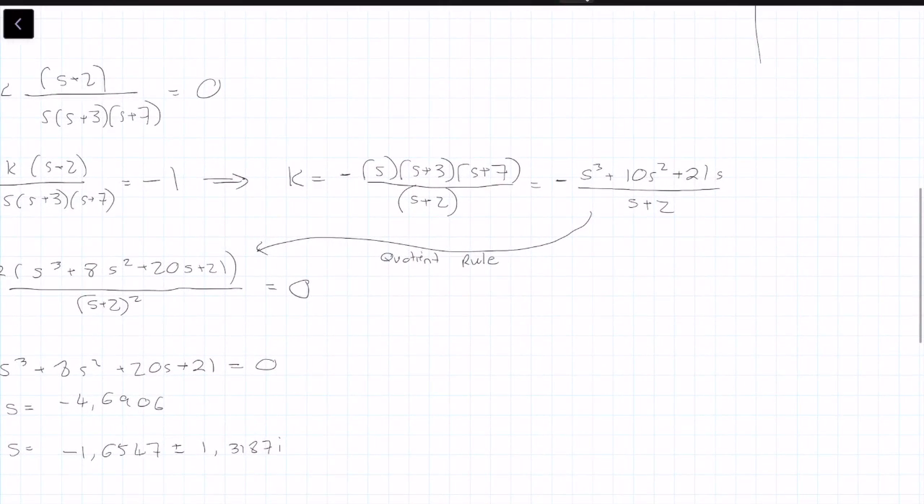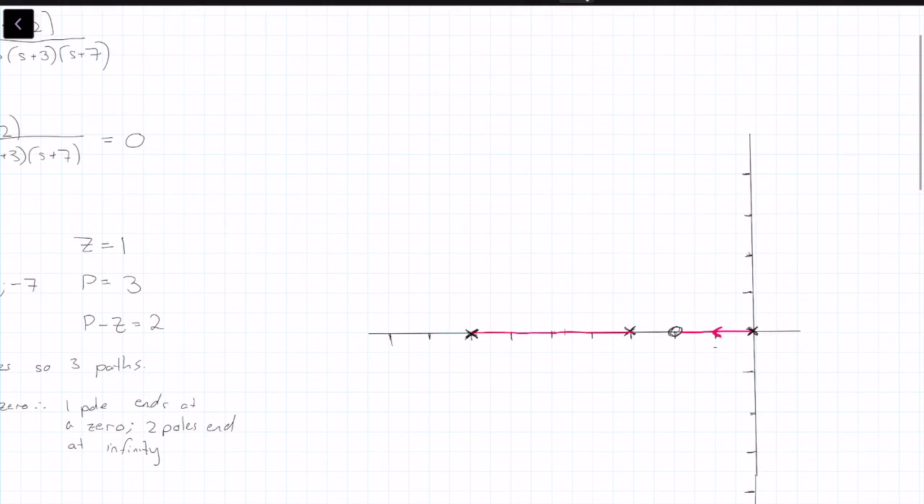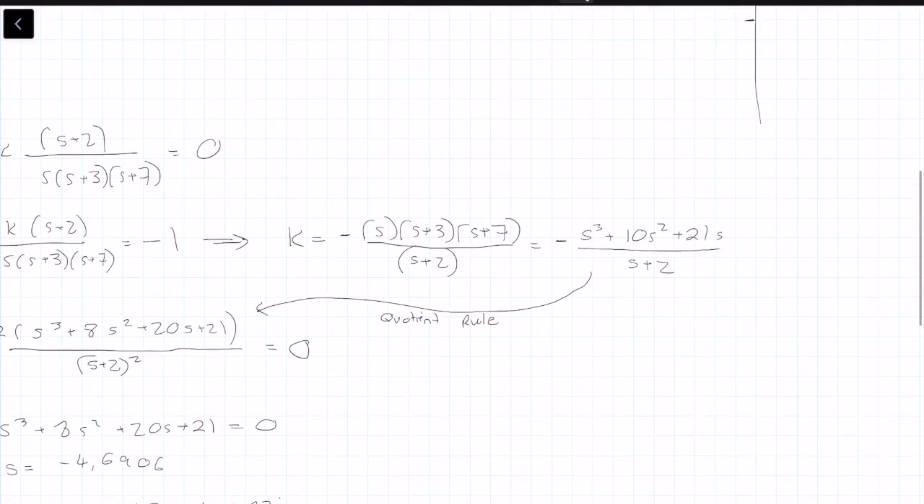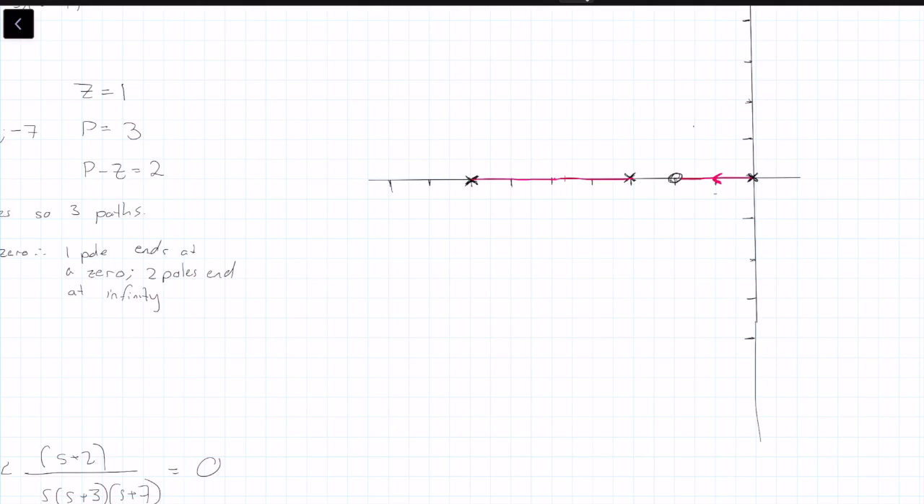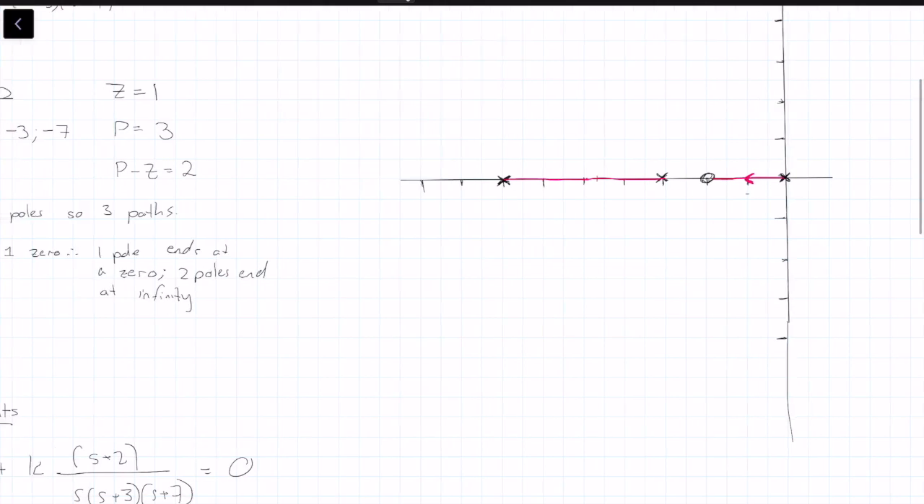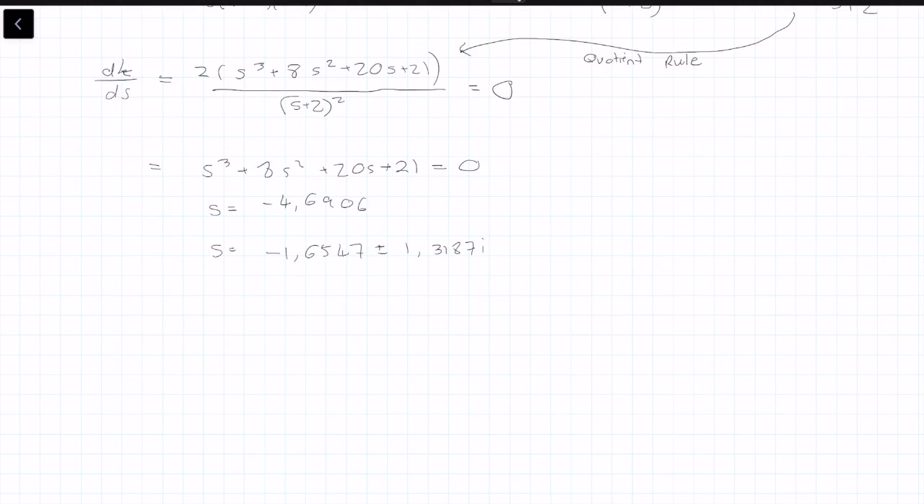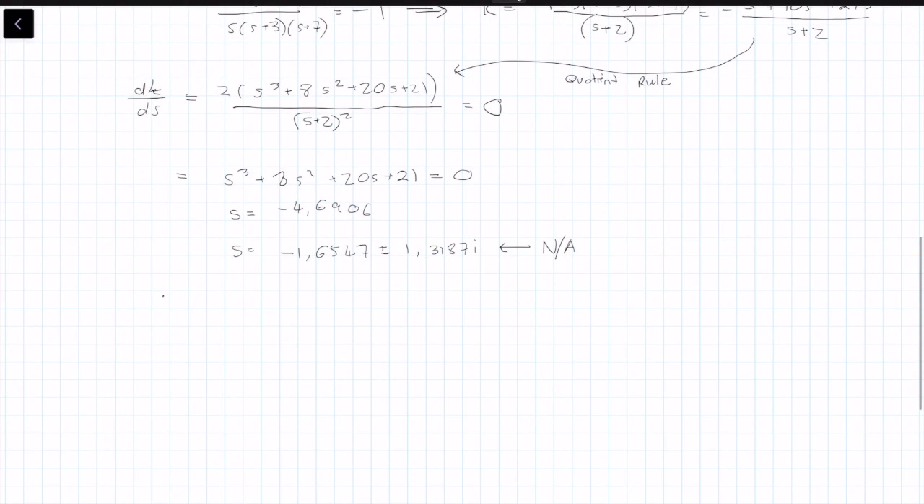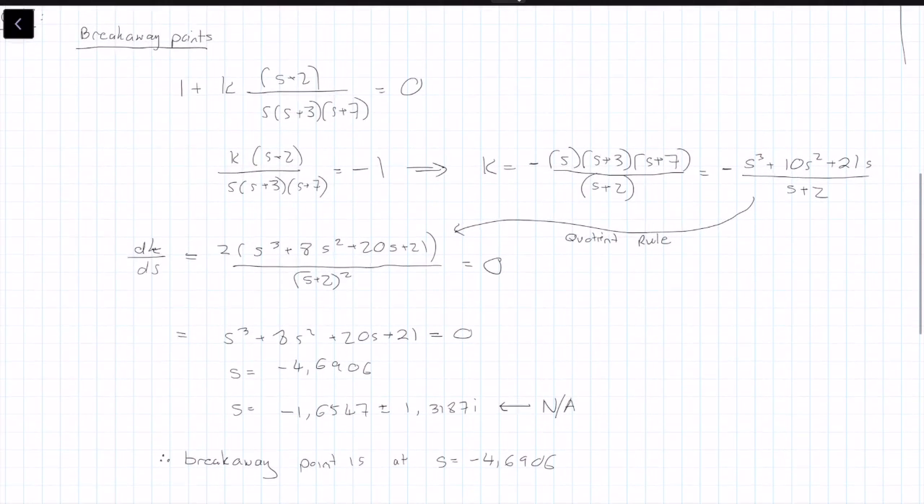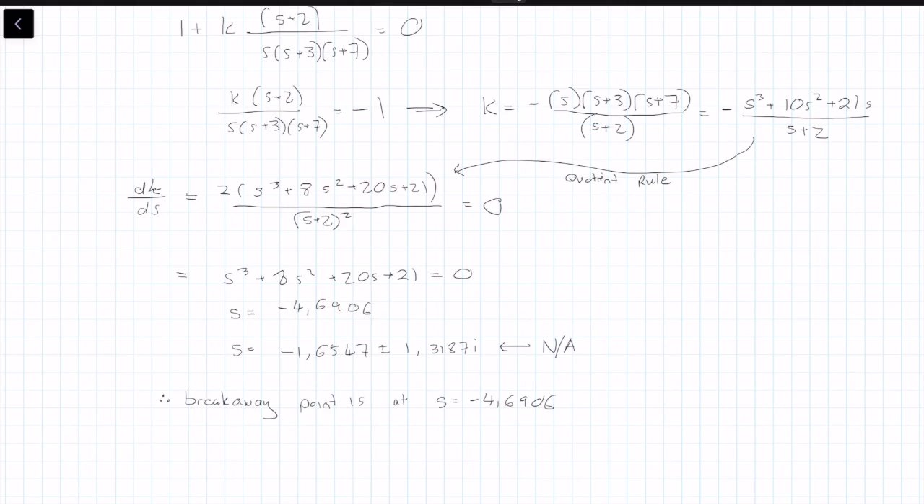The other ones are complex, so they would exist somewhere around minus 1.65 with an imaginary part of about 1.3. But we know that it has to exist on the root locus itself, and it can't be complex. So these solutions are not applicable, and therefore the breakaway point is at s equal to minus 4.6906.